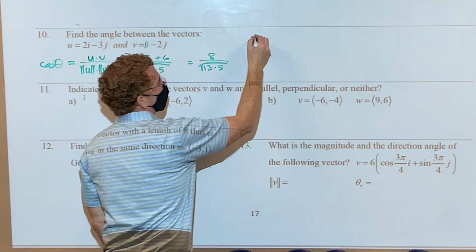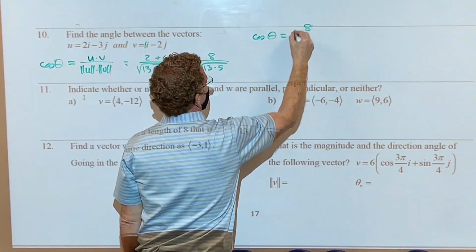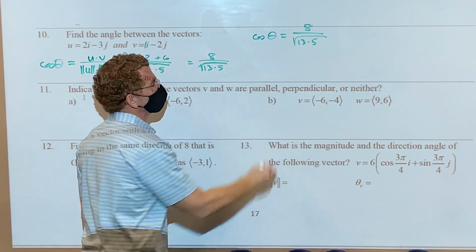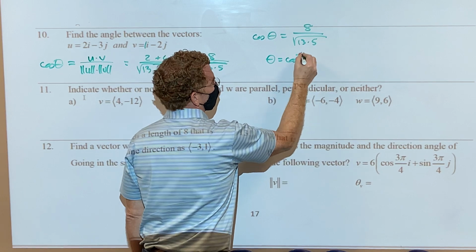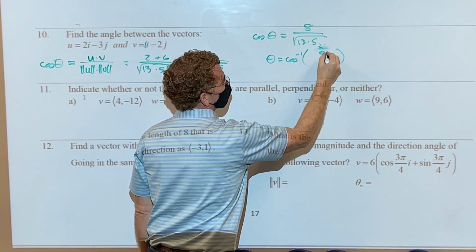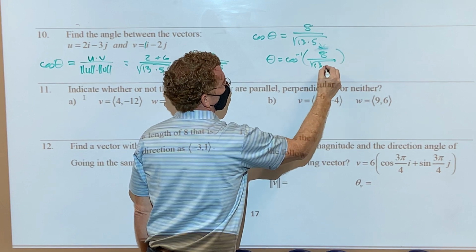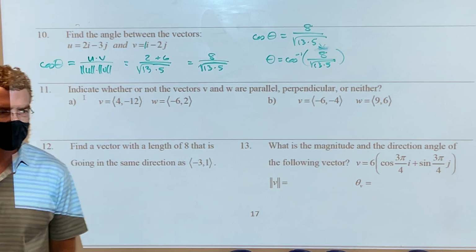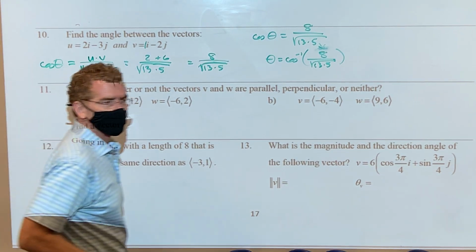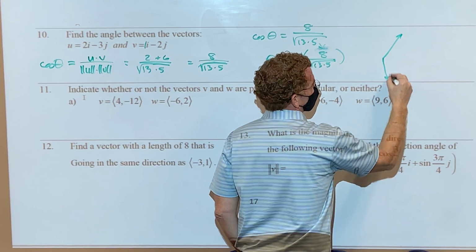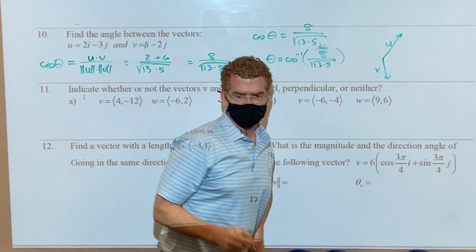So at this point, if I have cosine of the angle equals 8 over root 13 and 5, how would I solve? Inverse cosine of all of that. So if I didn't have my calculator, again, just leave it like that. And do I ever have to worry about adding 180 here? Why not? Say these are my two angles, right? U and V. Because what?